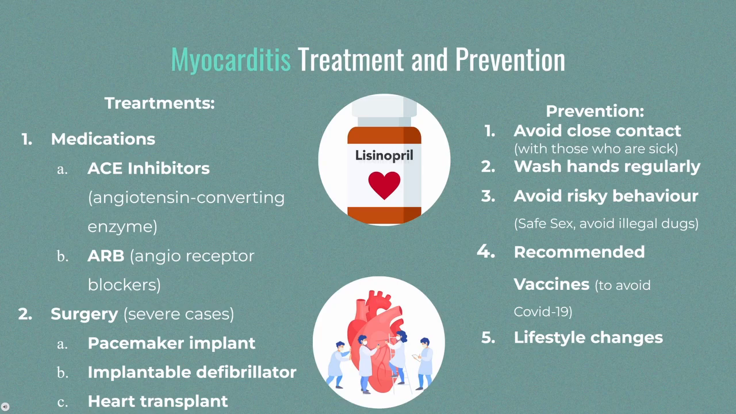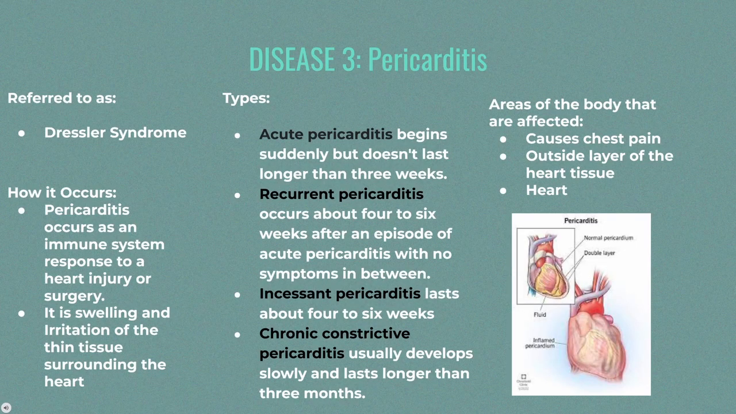Preventions include avoid close contact with those who are sick, washing hands regularly, avoid risky behaviors such as unsafe sex and illegal drugs. Also, getting recommended vaccines that cause myocarditis, such as COVID-19, influenza, and rubella. COVID-19 vaccines rarely cause myocarditis. Also, lifestyle changes, which usually involves lower salt intake, dieting, and fluid restriction. The third disease that affects the cardiovascular system is pericarditis. It's also known as Dressler syndrome.